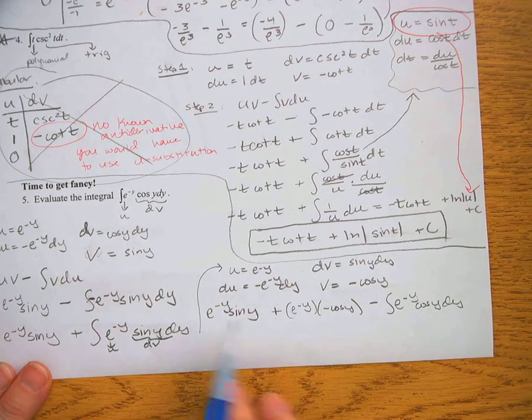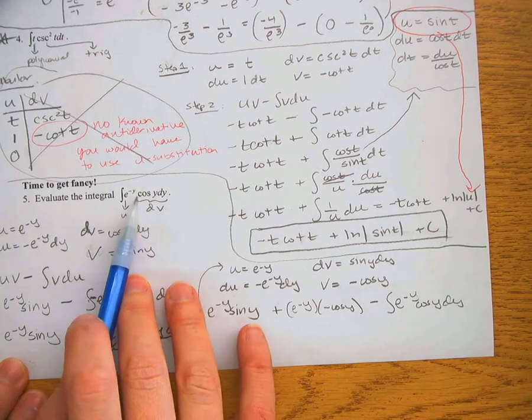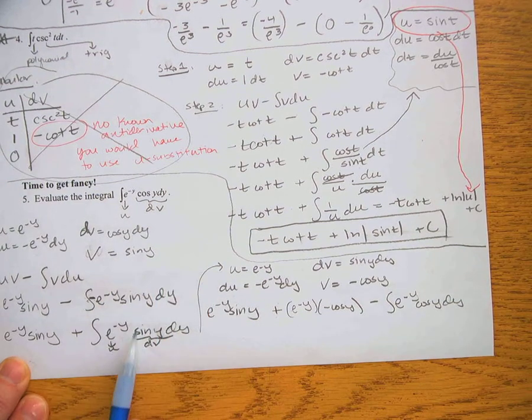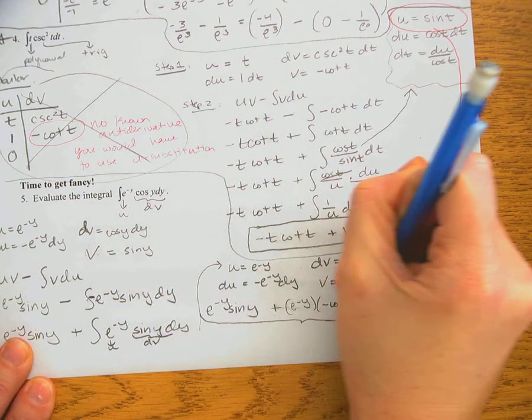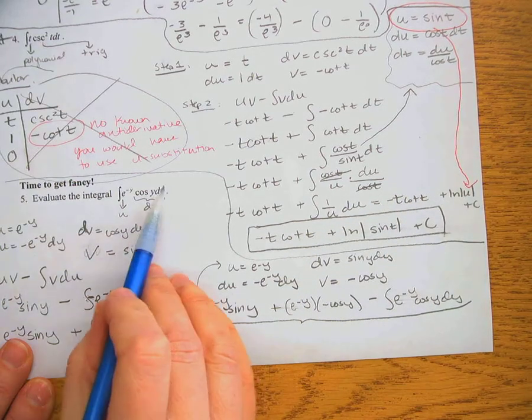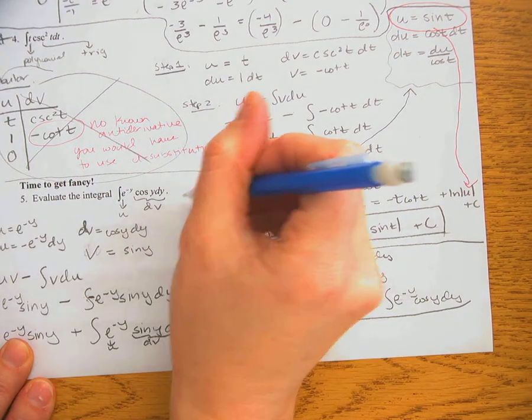Okay, so you're noticing it's going back and forth. It started with e to the negative y cosine y, became e to the negative y sine y. Now it's back to being e to the negative y cosine y. So here's where you get fancy. This whole thing right here is what this integral is equal to.